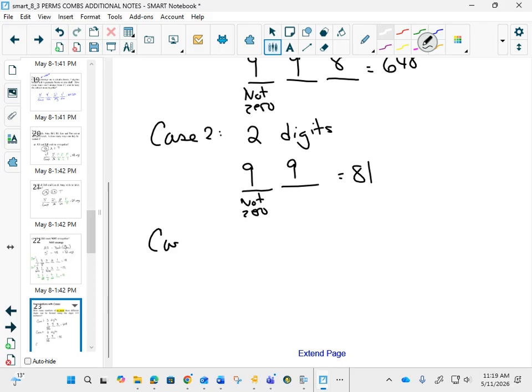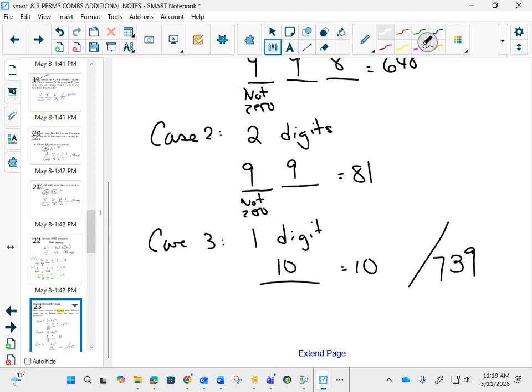And then case 3, 1-digit number. Is 0 a number, a single-digit number? Yes, it is. So now we can put all 10 in here. And then you add up your cases for 739 total.